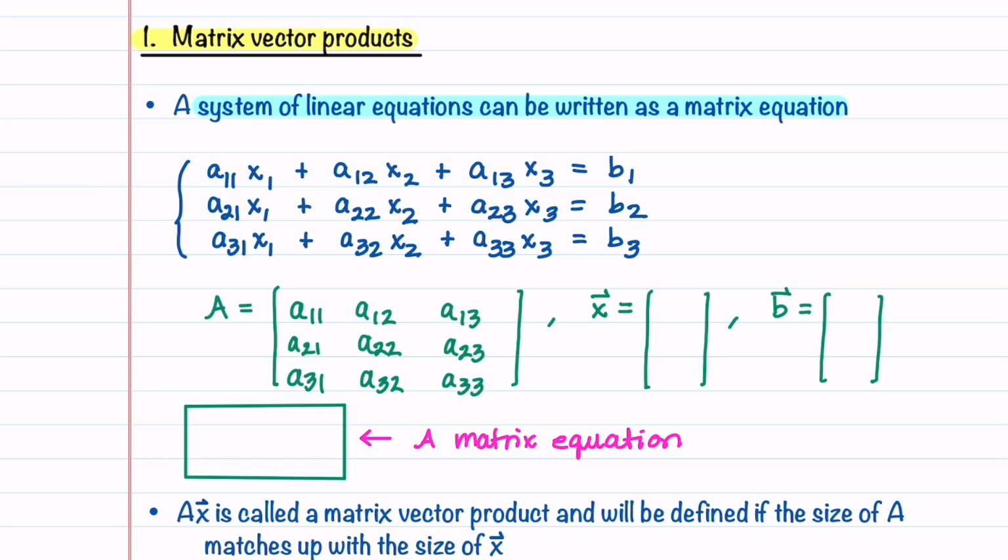We'll now put all the x's into vector x. Our x's are x1, x2, and x3, and then we'll put all the b's into vector b, and those entries are b1, b2, and b3. Our matrix equation is then our matrix A times vector x, and that's going to be equal to vector b.